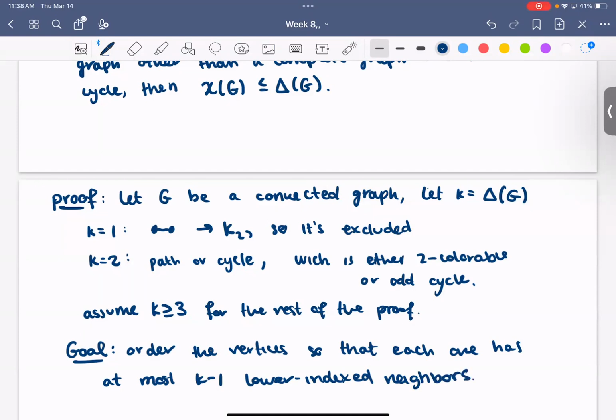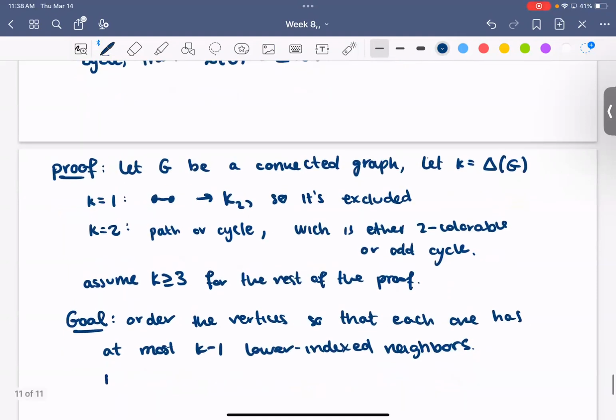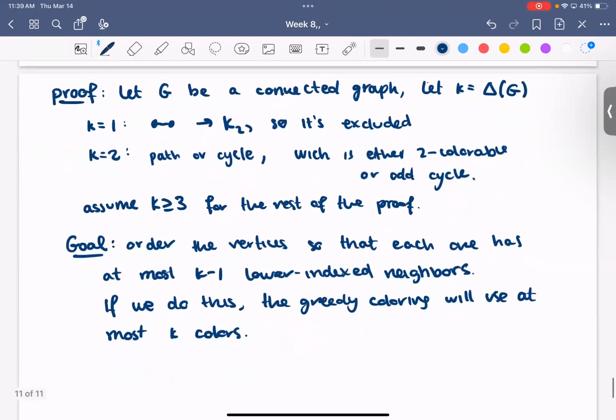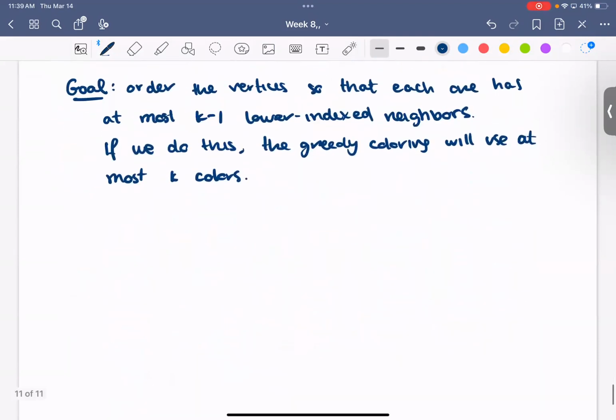Right, because if you had a vertex and all of its K neighbors were lower index, then you could be forced to use a K plus first color. So this is our goal. Does it make sense why we want to do this? So if we do this, then we have a K coloring. The greedy coloring will use at most K colors. Okay, so that's the goal. If we do this, then we win.